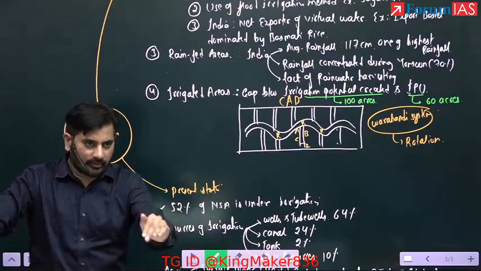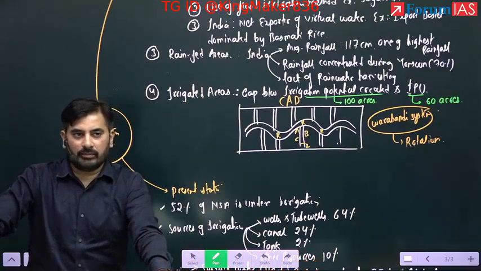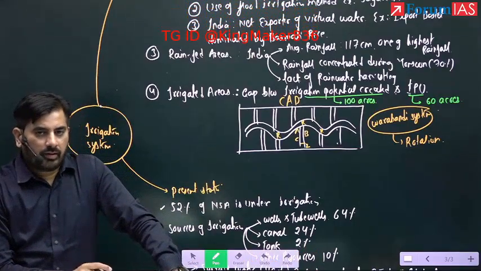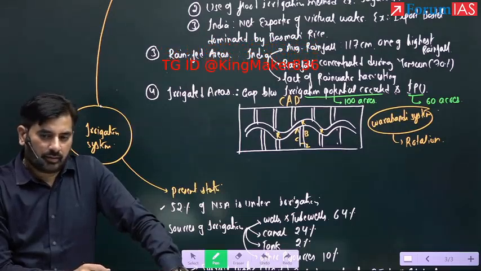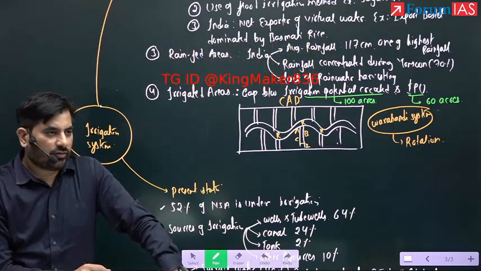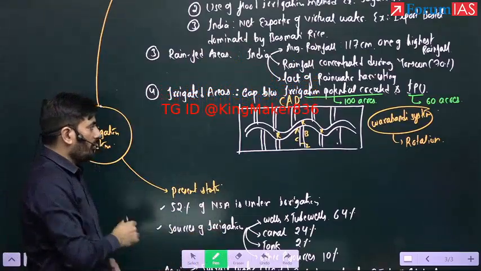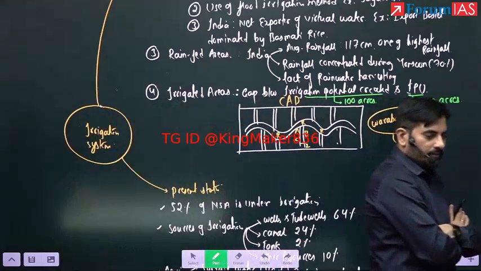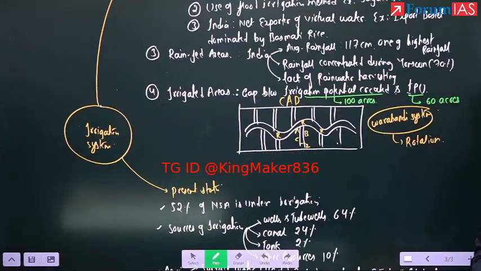Next, under this only, shift from less water intensive crops to more water intensive crops upon access to irrigation.